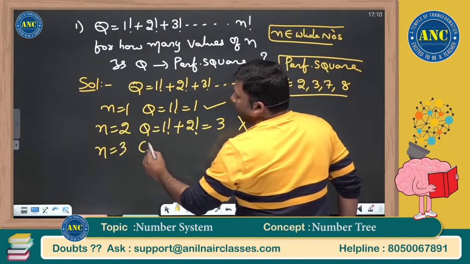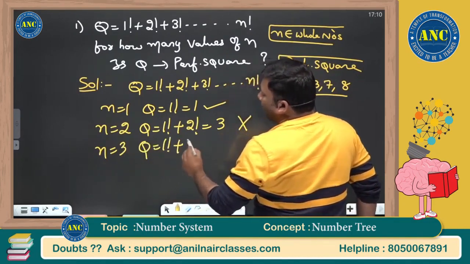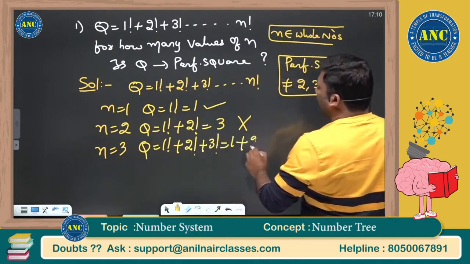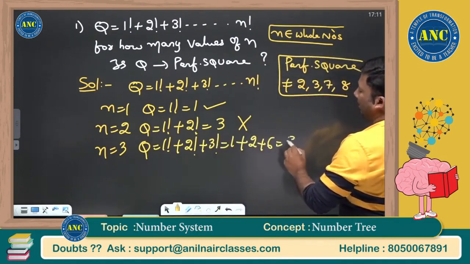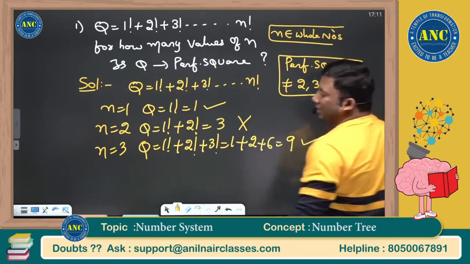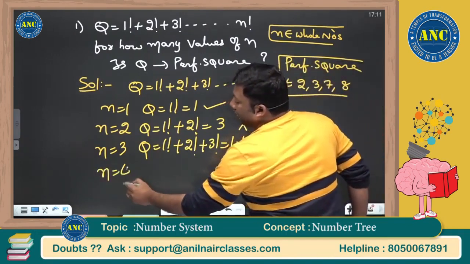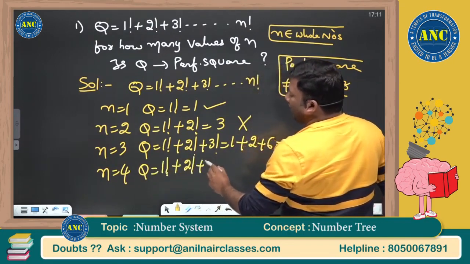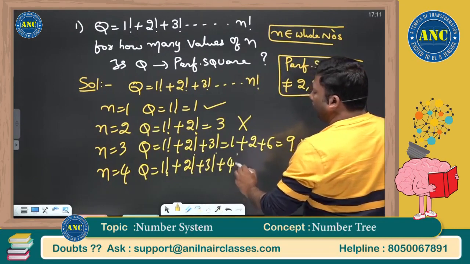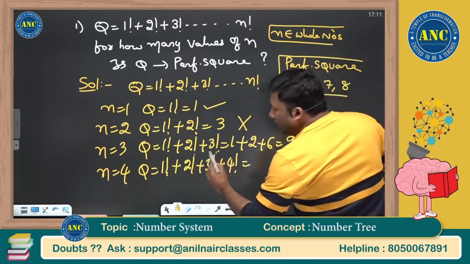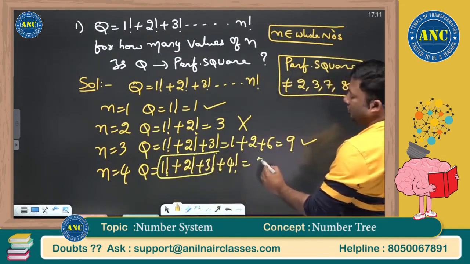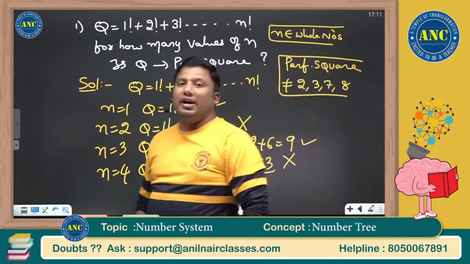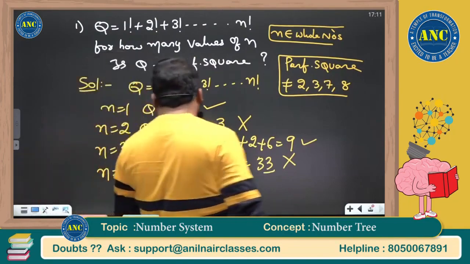n equal to 3: Q equals 1 factorial plus 2 factorial plus 3 factorial, which is 1 plus 2 plus 6, which is nothing but 9. 9 is again a perfect square. n equal to 4: 1 factorial plus 2 factorial plus 3 factorial plus 4 factorial. This is 9 plus 24, which is 33. It is ending with 3. Any number ending with 3 is not a perfect square.